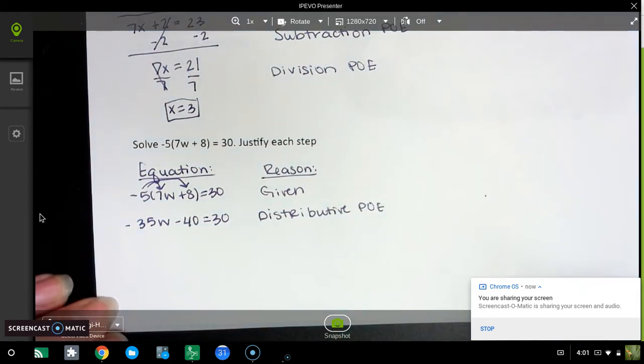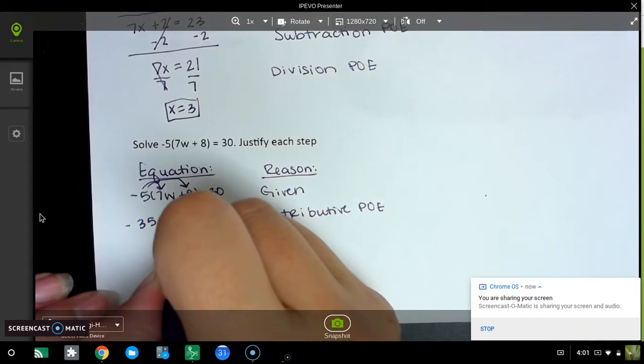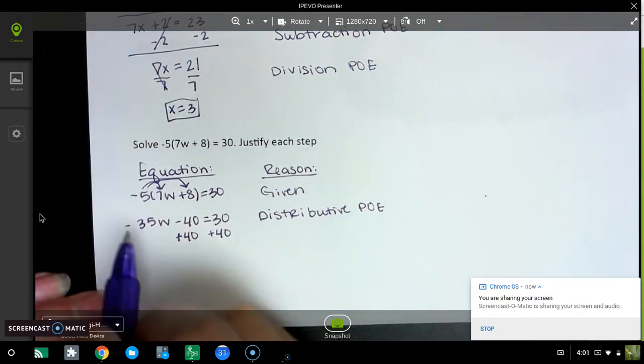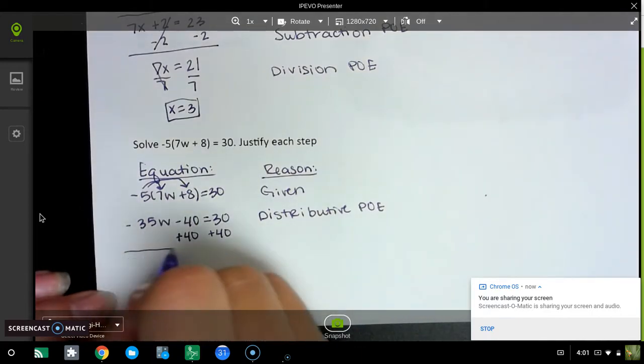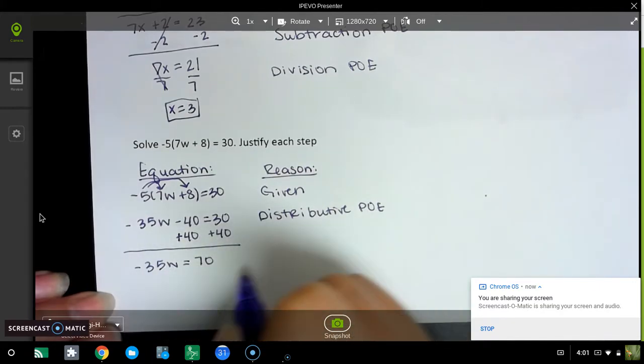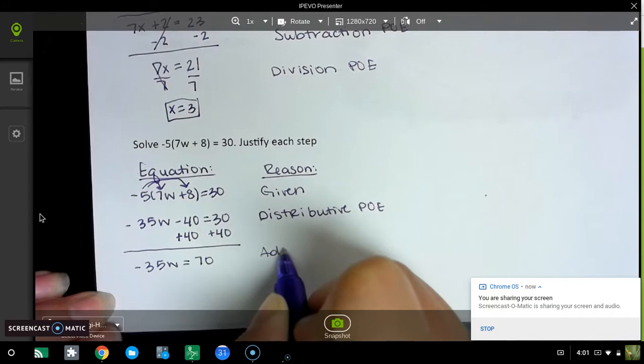Okay. Now my next step is going to be to add 40 to both sides. You could have added 35w to both sides. It doesn't matter. Either way works. So -35w equals 70. That reason was addition property of equality.